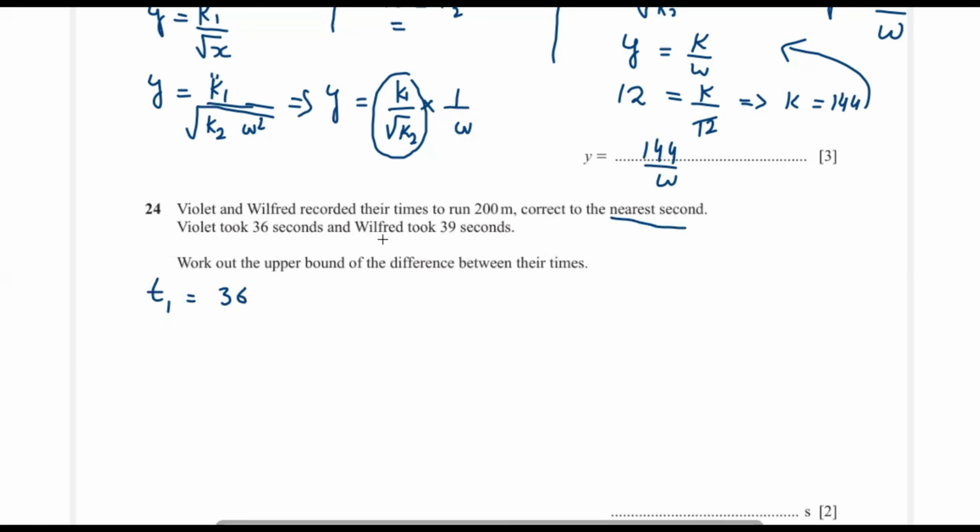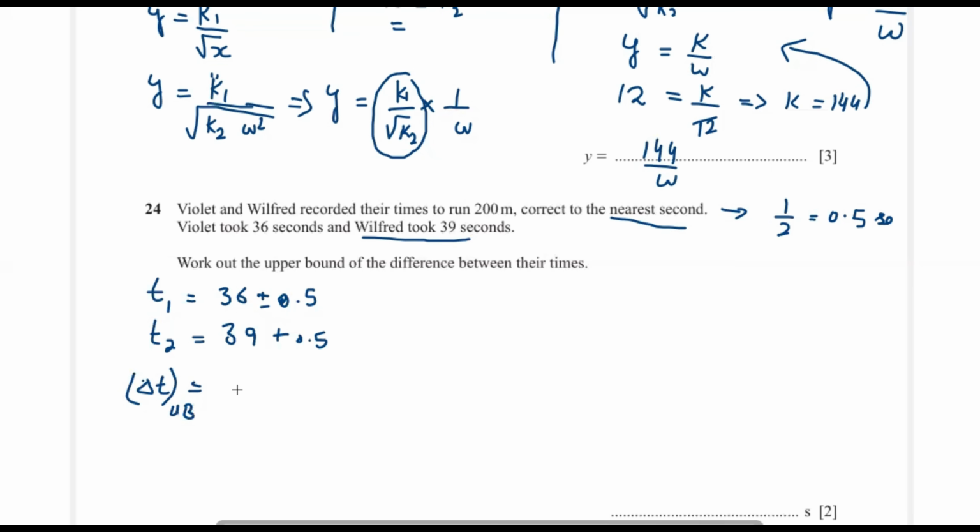And Wilfred's time, we name it as T2, that is 39 seconds. And this is to the nearest second. It means the error will be 1 over 2 second, meaning 0.5 second. Therefore, plus or minus 0.5. Now the difference between their times, that's equal to delta t, and we have to take the upper bound values.